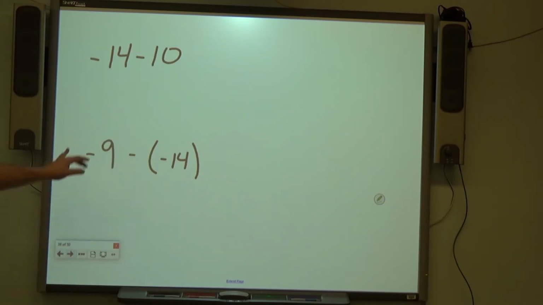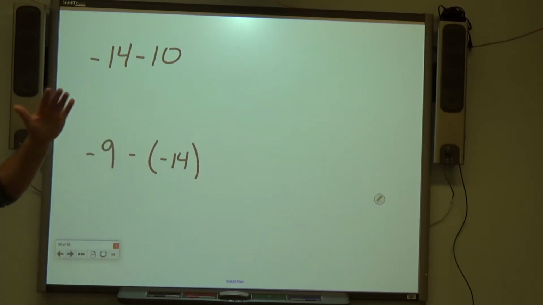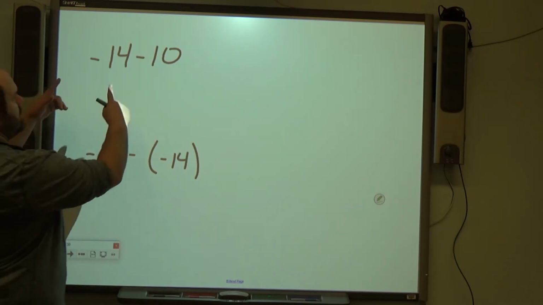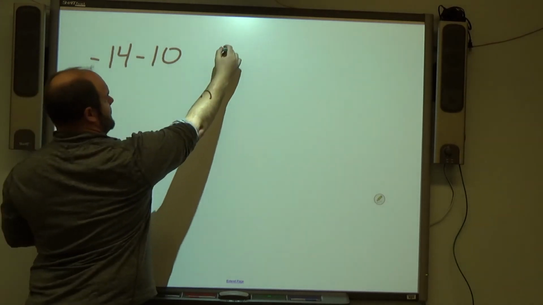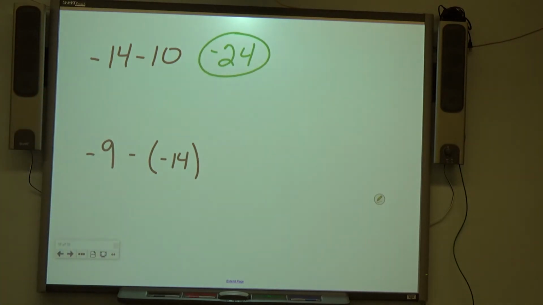Couple more problems. Same signs, we add. And if you want to do this before you watch the video, push pause now and solve these two to make sure you have an understanding of what you're supposed to be doing. Okay? Same signs, we add. Common sign, negative. So you end up with a negative 24.